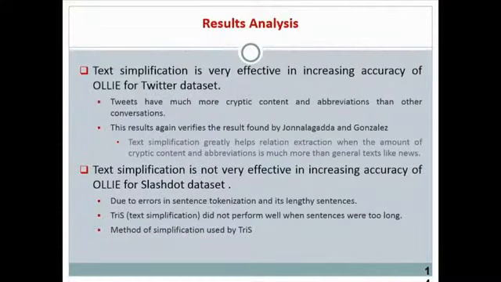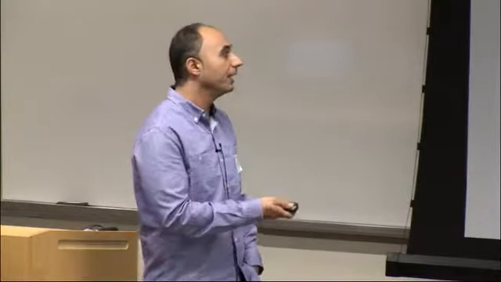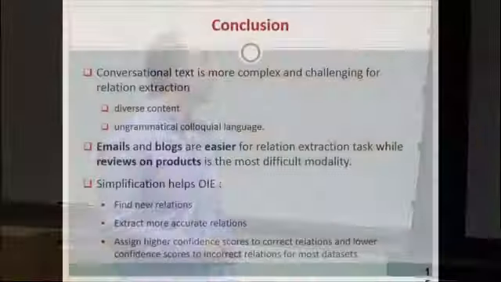We know that text simplification is quite effective, especially when we have data like Twitter data, as we showed in our experiments. It is also not very effective in increasing the accuracy of OLI, or open information extraction, on slashdot datasets. There's some analysis in our paper that you can have a look at.